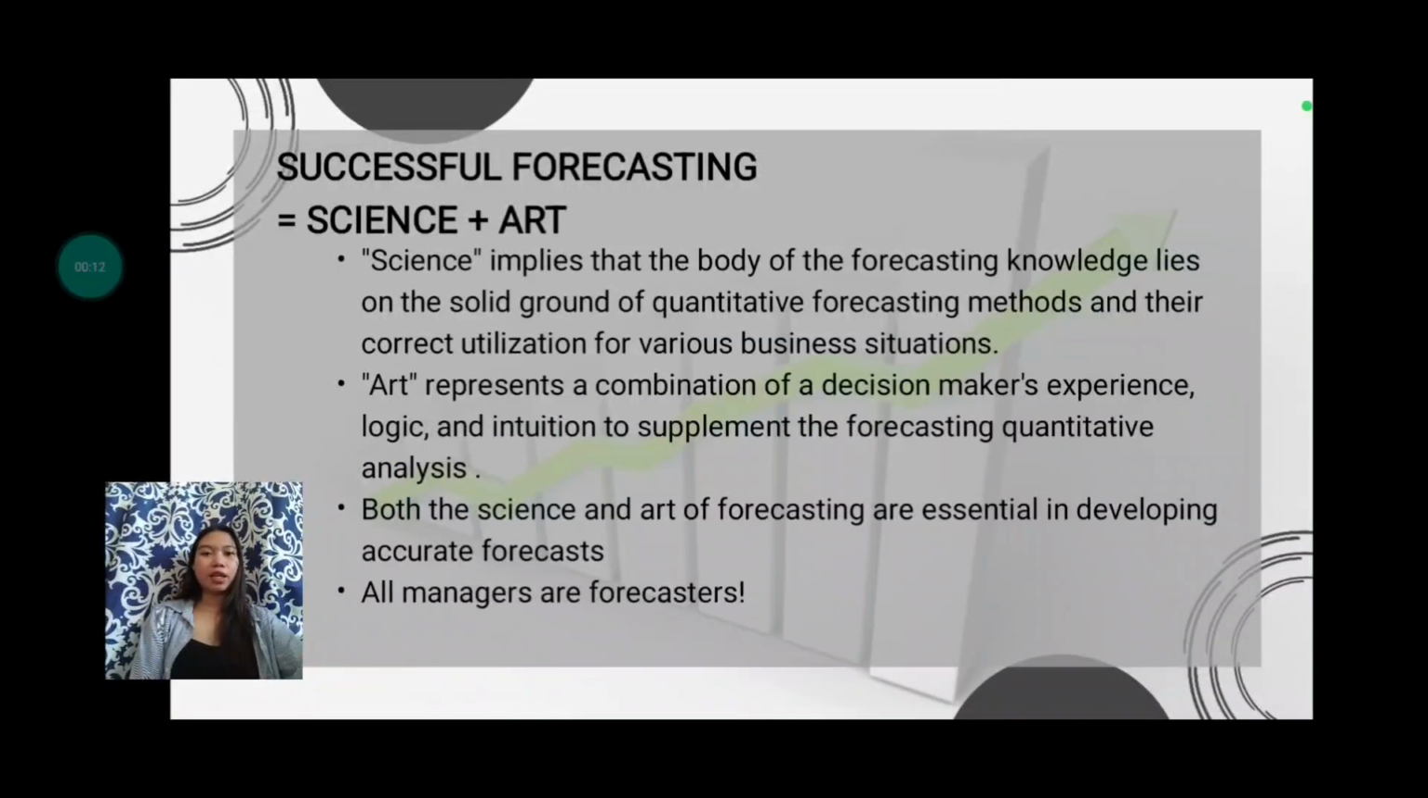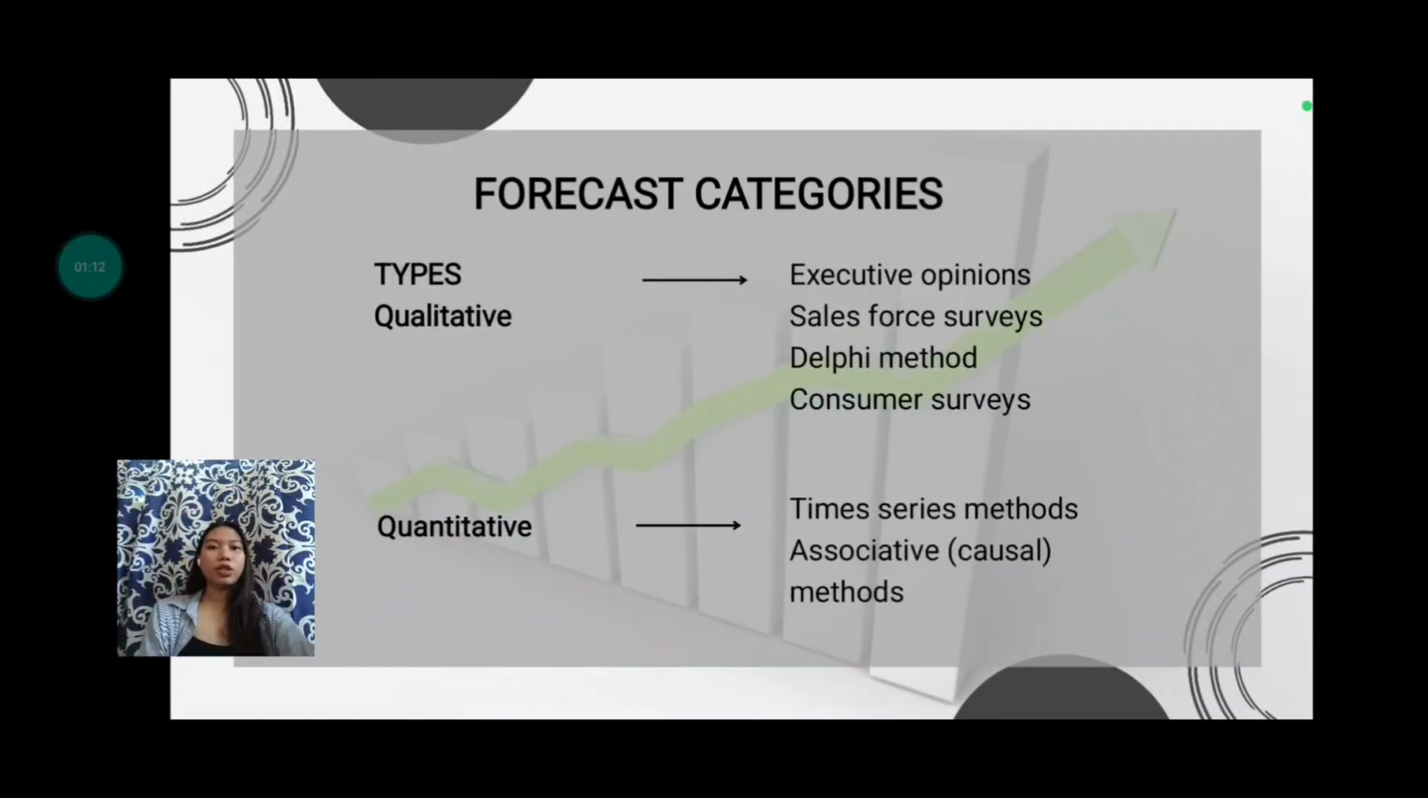Science plus arts equals successful forecasting. Science implies that the body of forecasting knowledge lies on the solid ground of quantitative forecasting methods and their correct utilization for various business situations. And art represents the combination of the decision makers' experience, logic, and intuition to supplement the forecasting qualitative analysis. So both the science and arts of forecasting are essential in developing accurate forecasts. All managers are forecasters.